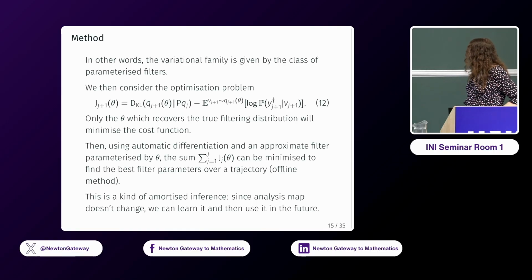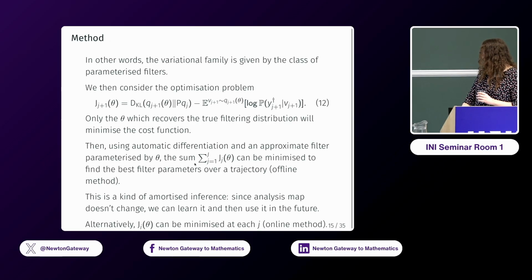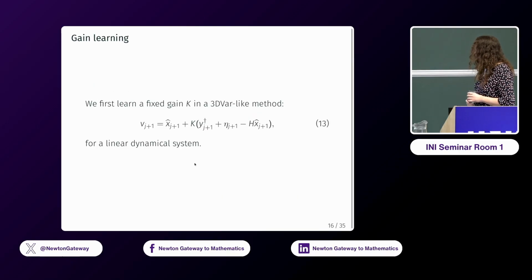The important thing is that the true analysis operator is constant in time if our observation likelihood is not changing. So we can do this learning over some time, and this is a type of amortized inference. We spend a lot of effort learning this, but then we can use it in the future very cheaply once we've learned it. We can also do this at each step, and that's what we call the online method, as opposed to the offline method where we're amortizing. I'll show some numerical examples of this.